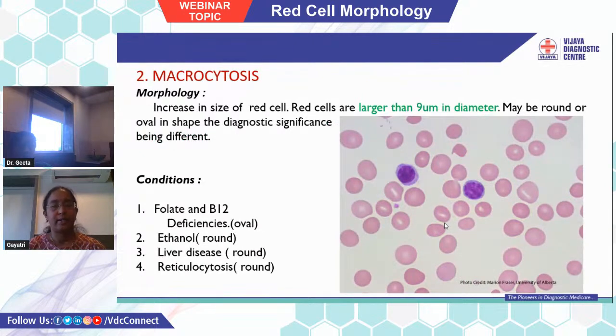Coming to the next abnormality, macrocytosis. When the cell is larger than 9 micrometers in diameter, it is a macrocyte. This macrocyte can be round or oval in shape, and the diagnostic significance is different. If it is oval, it is seen mostly in iron, folate and B12 deficiencies. If it is round, it is seen in ethanol intoxication, liver disease, and reticulocytosis. And this is a pictograph where we can see macrocytes.